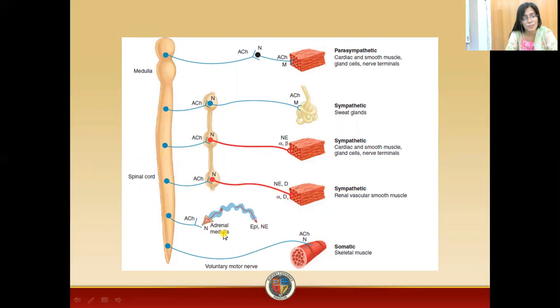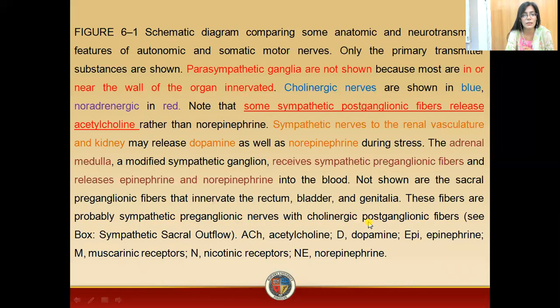While coming towards the adrenal medulla, the nerve is releasing acetylcholine, which is acting on the nicotinic receptor abbreviated by N, which are present on the adrenal medulla. And there, this adrenal medulla is directly releasing epinephrine and norepinephrine into the blood. While in case of the skeletal muscles, we have the fiber which is releasing acetylcholine, which is acting on the nicotinic receptors. So we can say that skeletal muscles also contain the nicotinic receptor. So this is the whole description of the figure which I have already discussed.